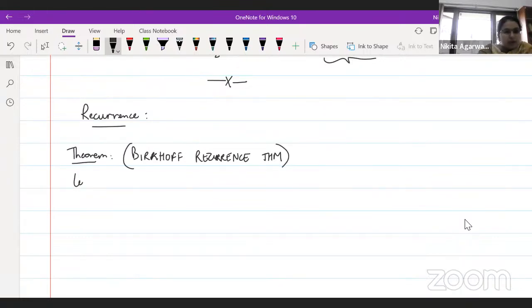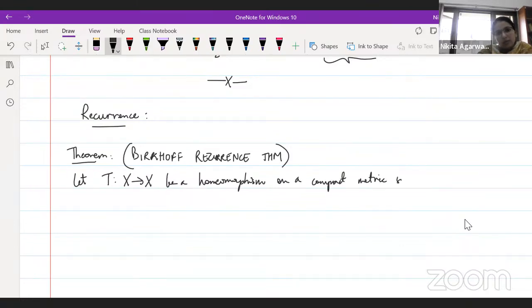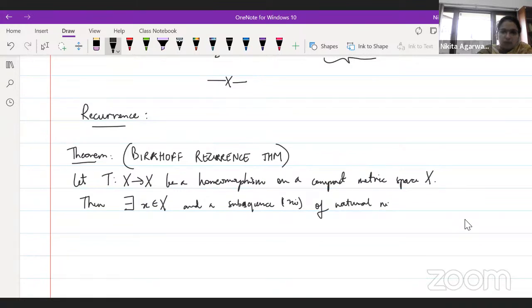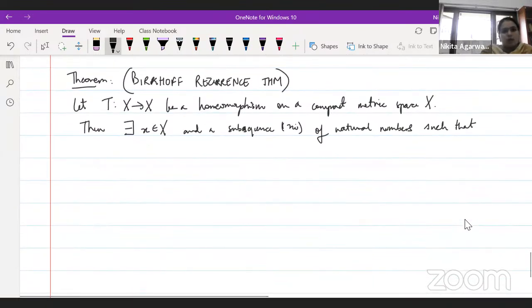It says: let T go from X to X be a homeomorphism on a compact metric space X. Then there exists x in X and a subsequence n_i of natural numbers such that T^{n_i} x converges to x as i goes to infinity.